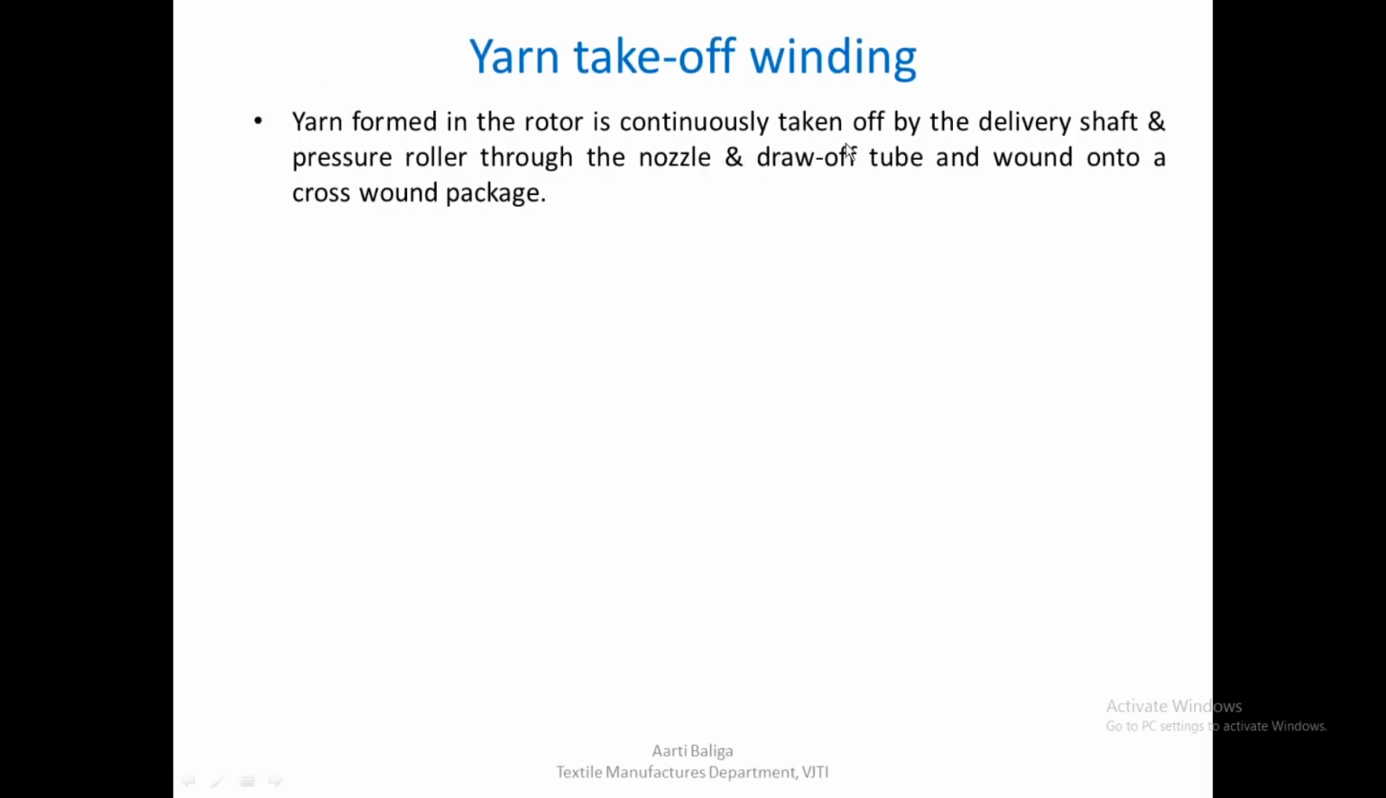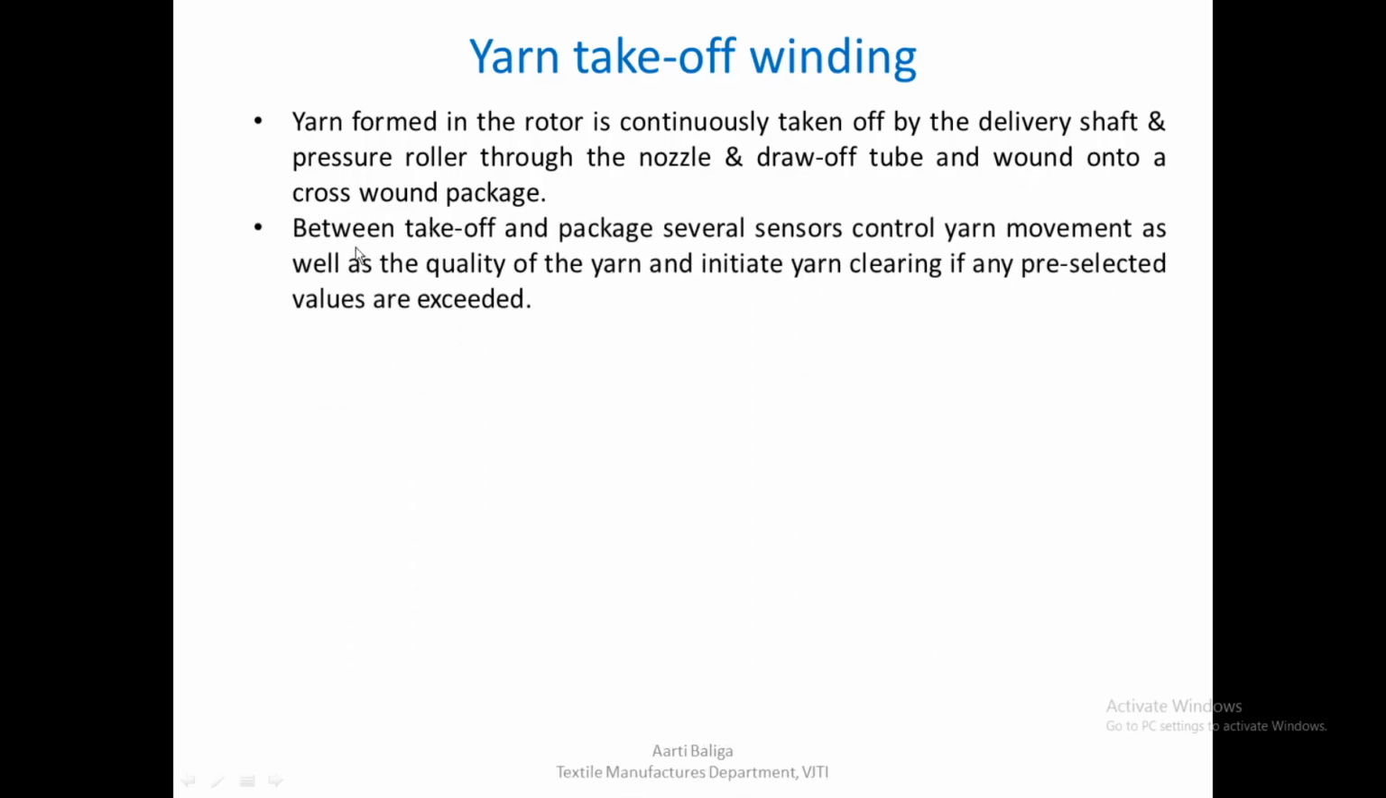So next we come to the yarn takeoff or winding. Yarn formed in the rotor is continuously taken off by the delivery shaft and the pressure roller through the nozzle and the draw off tube that we just saw, and it is wound onto the cross wound package. Between takeoff and package, several sensors control the yarn movement as well as the quality of the yarn, and initiate the yarn clearing if any pre-selected values are exceeded. You can set the values beyond which, if yarn deviations occur, they are corrected at the same time, and you can get a good quality end package.